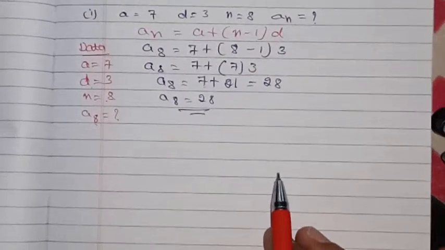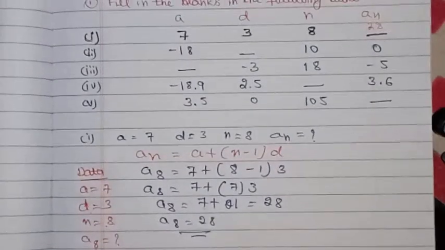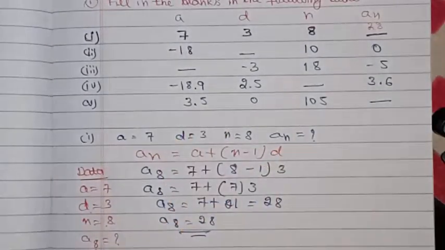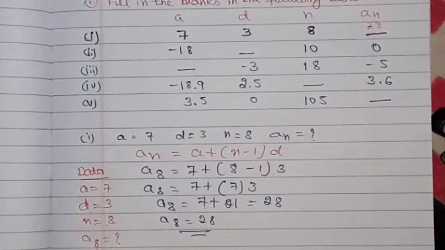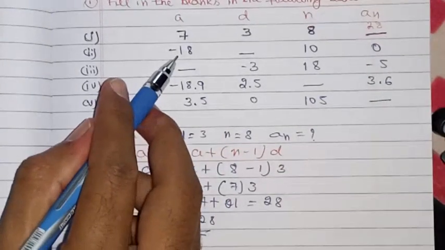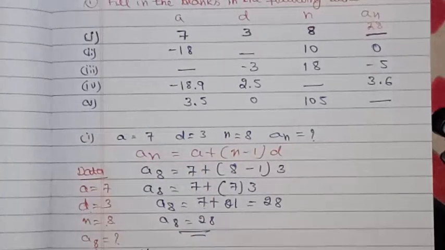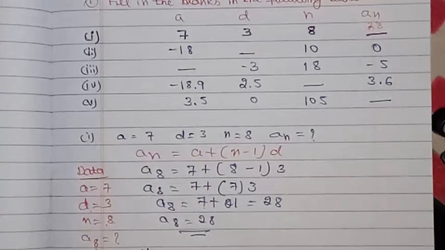This is the first one. Now I'll take the second one. Whatever data they have given, I'll write down. Okay, I'll write the second one here. So they have given a is equal to minus 18, so therefore a is equal to minus 18.